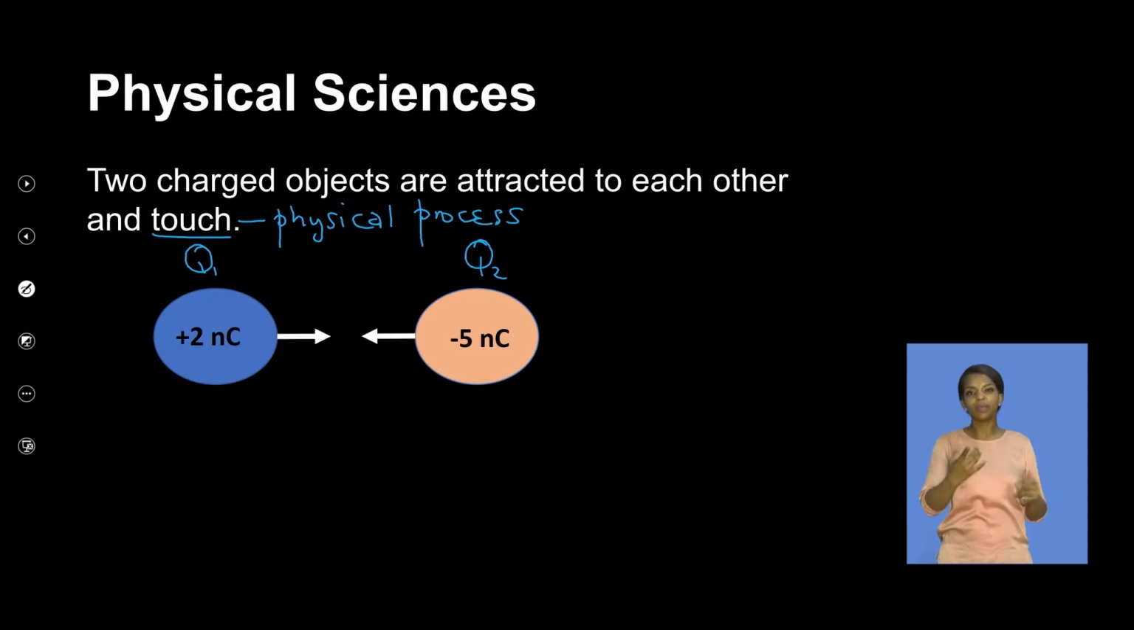What do we mean? They come into contact with each other. And as long as these two materials are conductors, remember physical properties, conductors are materials that allow charge to move or to be transferred between those materials. So we refer to them as conductors. So this one is plus 2 nanocoulombs, and this other one is negative 5 nanocoulombs.